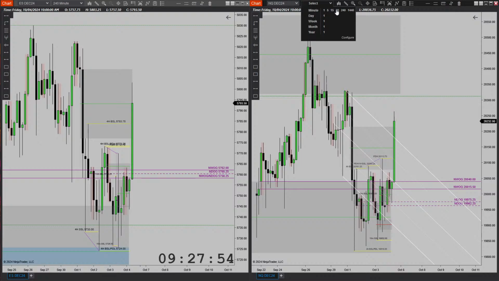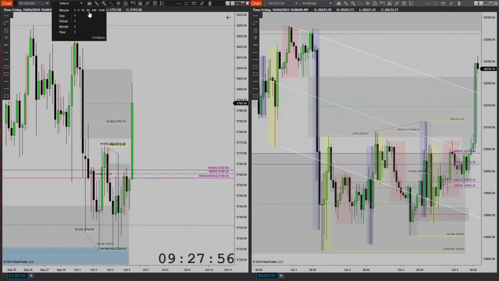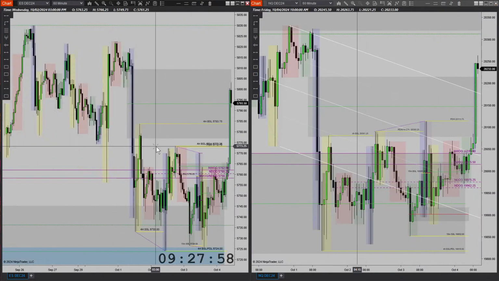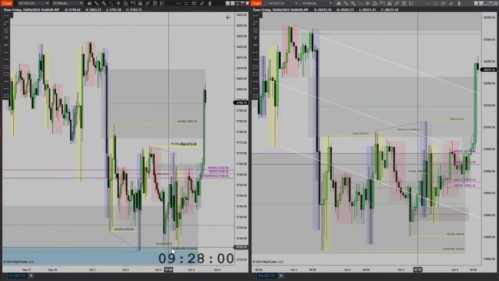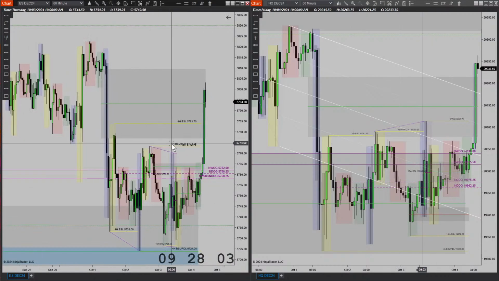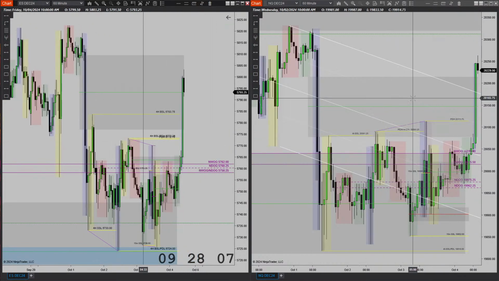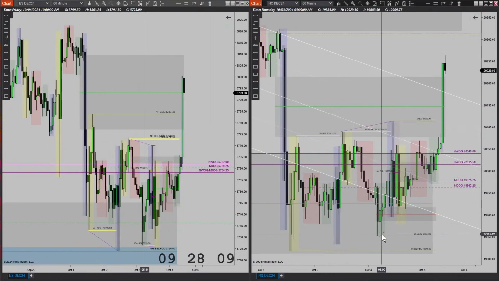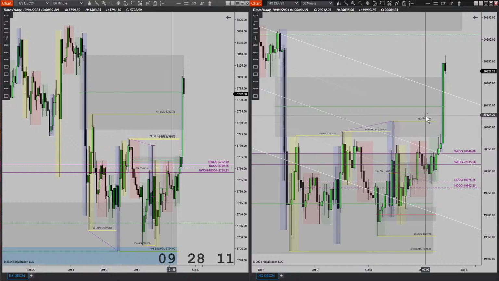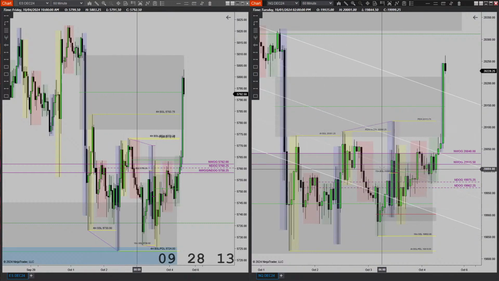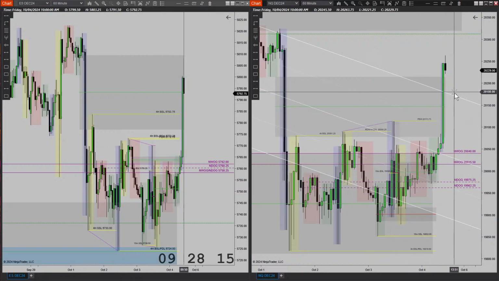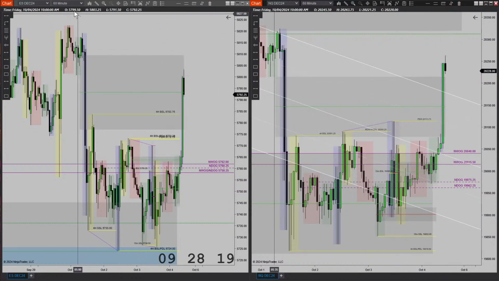Let's check out the 60-minute. On the 60-minute, we swept buy side. Well, we swept sell side. We swept buy side again. So that's why I am bearish. Same thing here. We did not sweep sell side, but we're sweeping buy side. So all of this is generated liquidity. Yeah, I'm bearish.